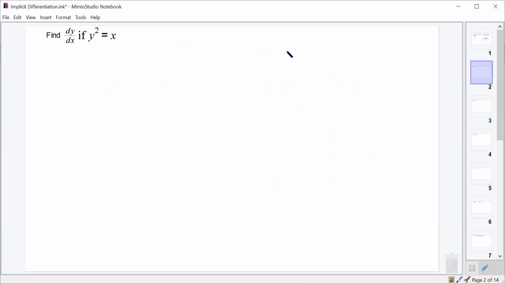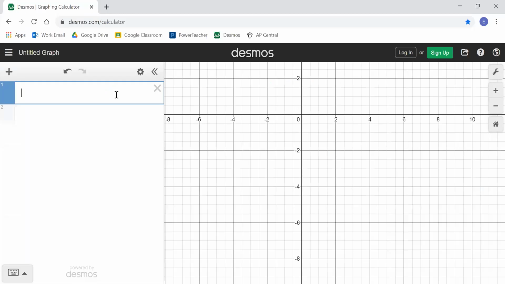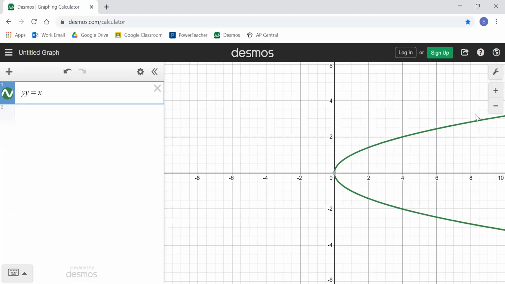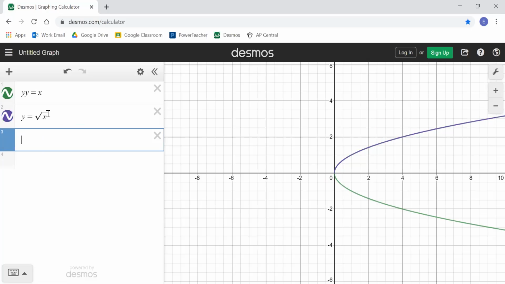So first off, what does y squared equals x look like? Hopefully you guys know. What does that look like? Sideways parabola. Exactly. It's just a sideways parabola. Clearly does not pass the vertical line test. Clearly not a function, right? Could be solved for y. If you solve for y, you end up with y equals the square root of x, right? Which is the top half of it. Or you could end up with y equals the negative square root of x, which is the bottom half of it. True?